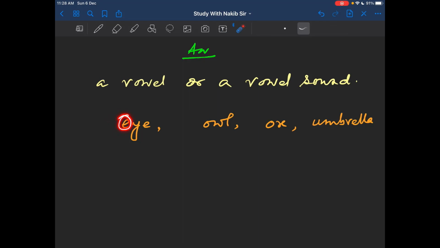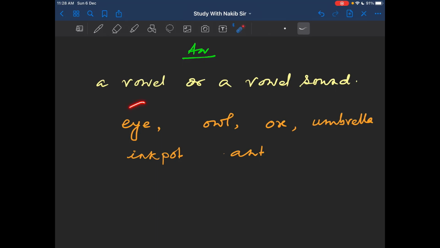Here it is E, here it is O, here it is O, here it is U, and you may take another one: inkpot, ant. A, E, I, O, U. You have got 5 vowels. So an is used before those nouns that begin with a vowel or a vowel sound.